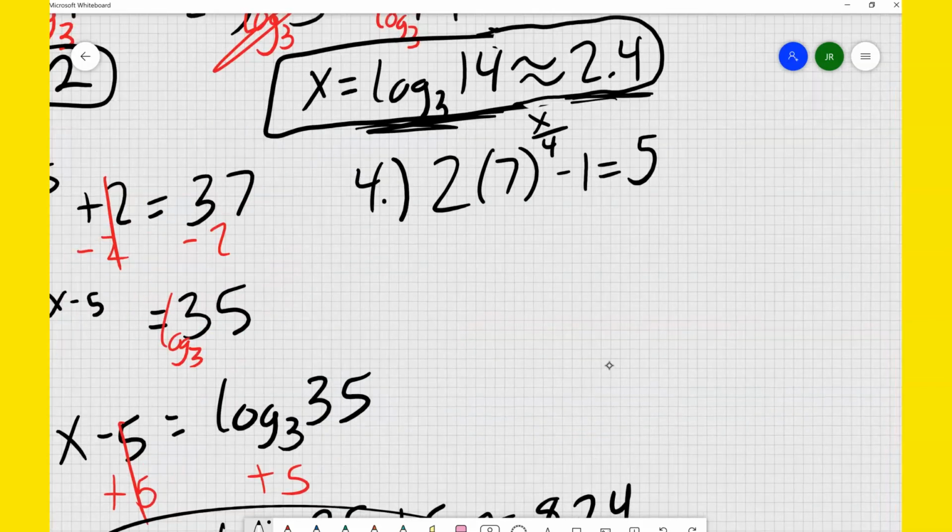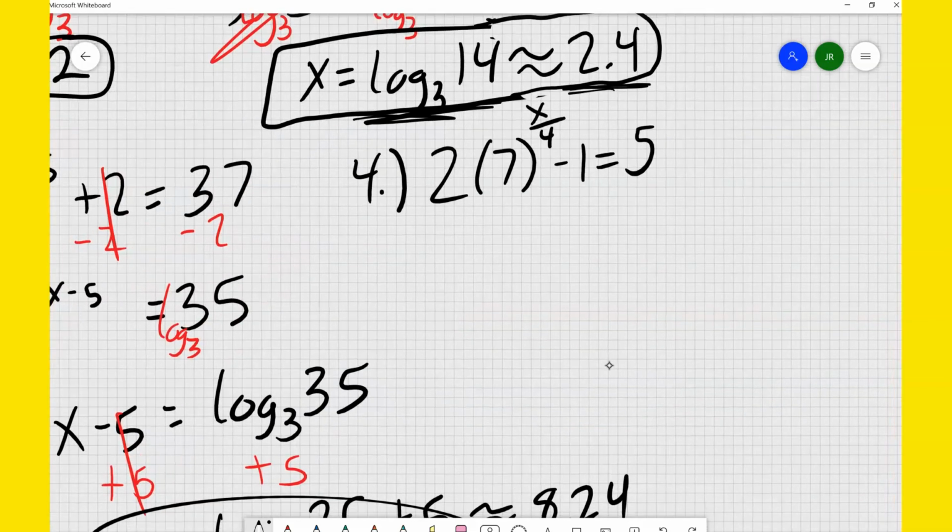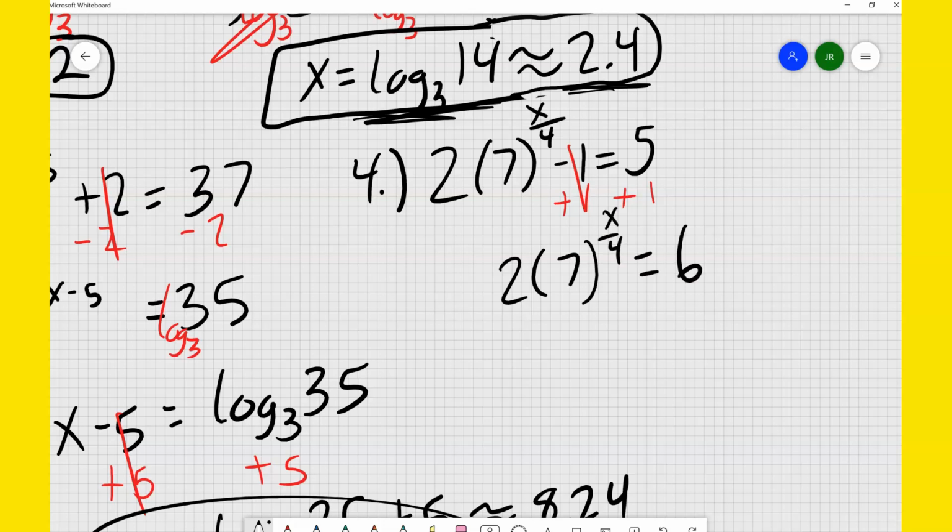Well, let's take care of the fourth example I wrote up here. So we want to get rid of that minus 1 first, and I do that simply by adding 1 to both sides. And that gives me 2 times 7 to the x over 4 equals 6. Now, here you might be tempted to multiply the 2 with the 7 and get 14 to the x over 4, but you can't do it. You can't multiply unlike bases when their exponents aren't the same. The 2 doesn't have that exponent on it. The x over 4 is only the exponent for the 7, not for the 2. So you can't multiply them together.